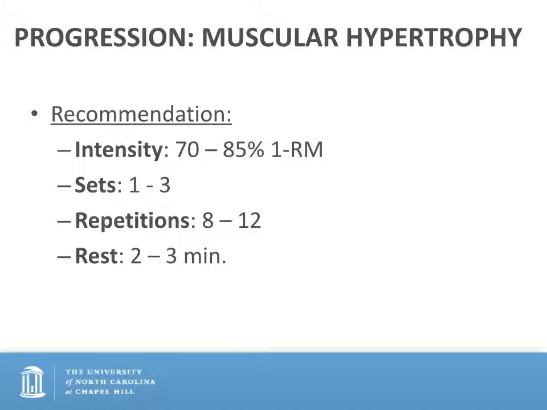The progression of exercise in order to increase muscular hypertrophy. The ACSM recommends that the intensity be 70 to 85% of the 1 RM, or 1 repetition maximum, that a person complete 1 to 3 sets of 8 to 12 repetitions and rest 2 to 3 minutes between sets. So a higher intensity than was noted for muscular endurance and muscular strength.